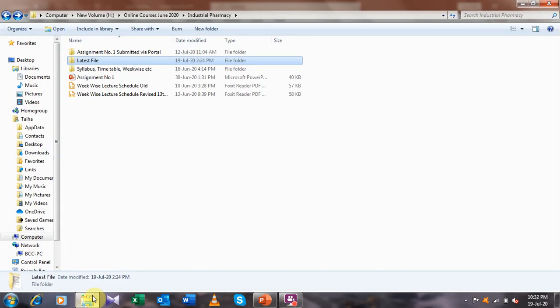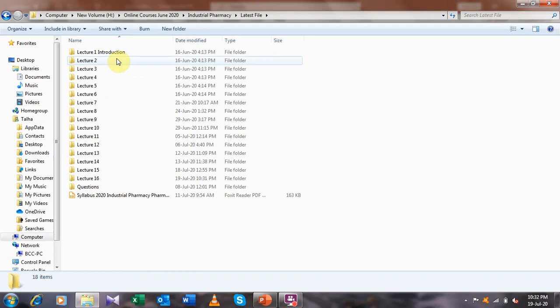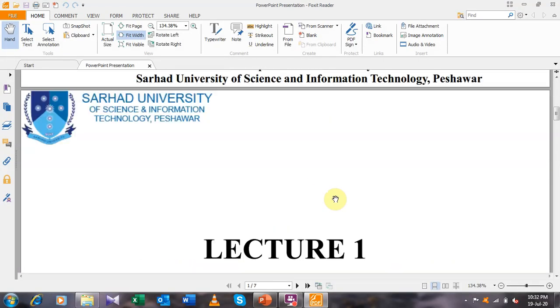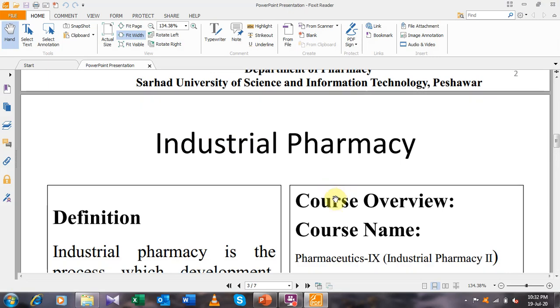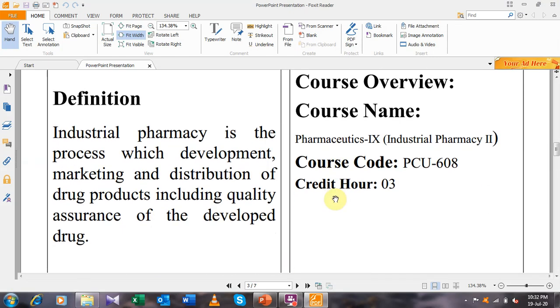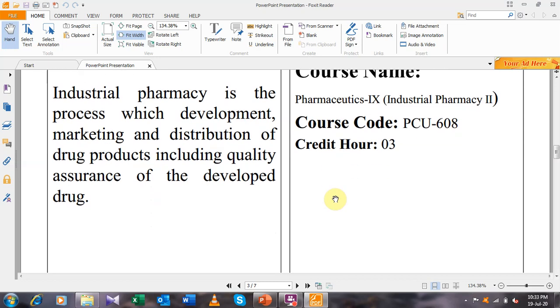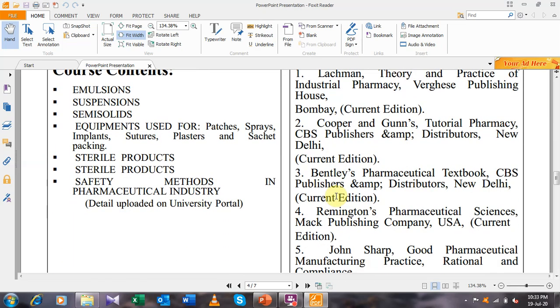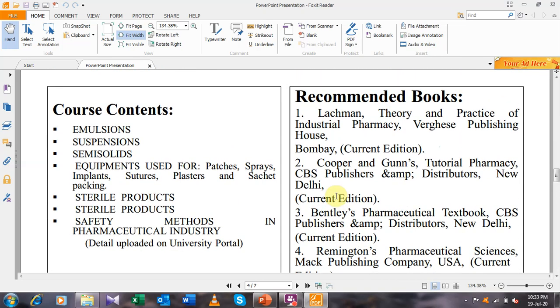Let's check one by one the topics that we have covered so far. The first lecture that I told you about was the syllabus and the handout. You can see that in the first lecture we studied the title of our course, the code and credit hours, and the course contents, syllabus and the recommended books.